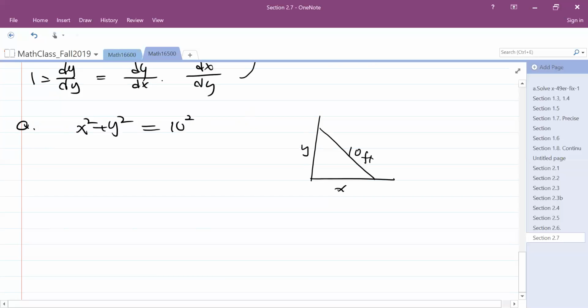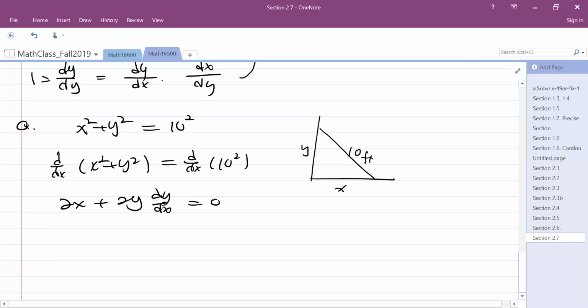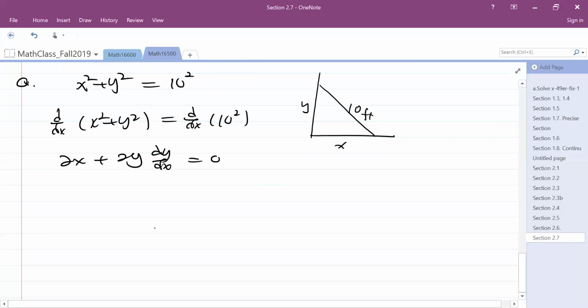So if you differentiate both sides with respect to x, the derivative of x squared plus y squared equals this. Then you get 2x plus 2y dy/dx equals 0. Then dy/dx equals negative x over y.